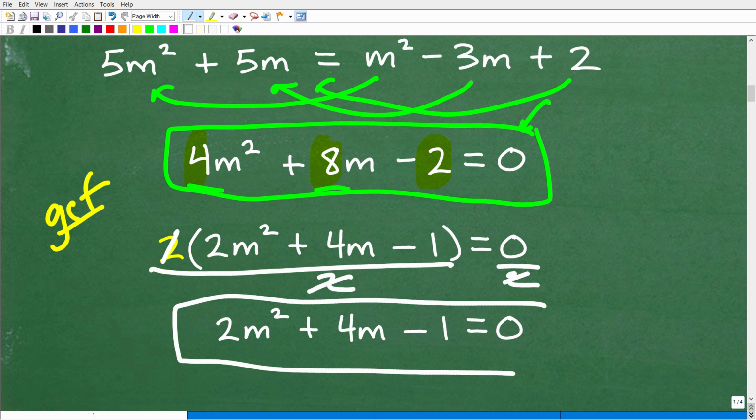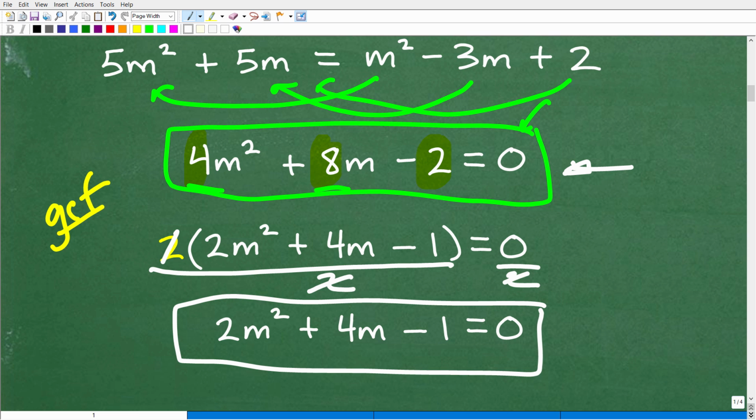So that's a bit of a, I don't want to say a trick, but this is something that you definitely want to do. You want to make the numbers involved here as easy as possible. So when you have your quadratic equation written in standard form, see if you can factor out the GCF if it's a number value, and just simplify the numbers involved. Okay, so now we have 2m squared plus 4m minus 1 is equal to 0.